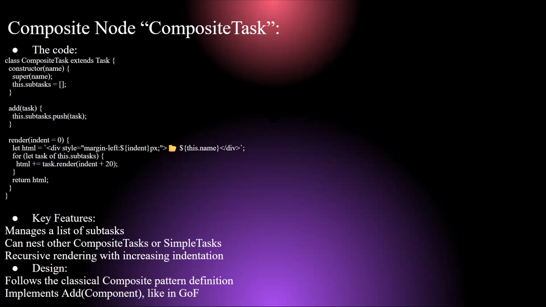And the render method first renders its own task as a heading and then recursively calls render on all its subtasks. So this increases the indentation every time to reflect the hierarchy visually. This recursive behavior is the key that makes the composite pattern work. The pattern doesn't care how deep the tree goes. The code stays clean and the output always renders the full nested structure correctly.